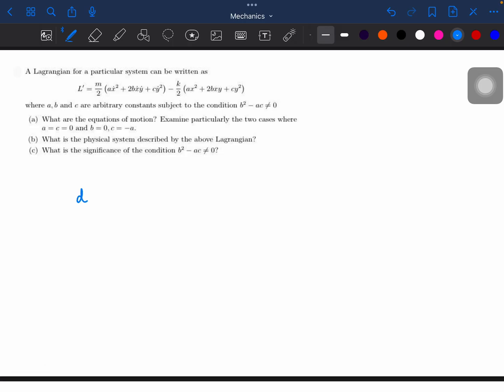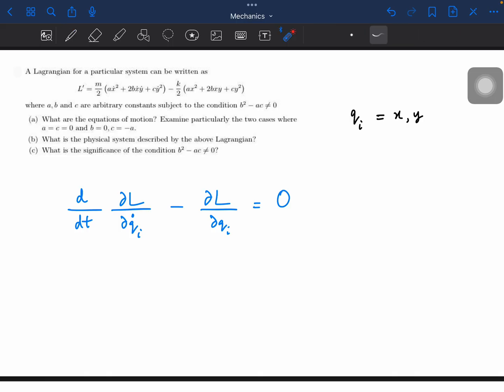We know our Euler-Lagrange equation, which is d/dt of ∂L/∂q_i dot minus ∂L/∂q_i, where q_i is nothing but the generalized coordinate and q_i dot is the generalized velocity. In this case, q_i is nothing but x, y, because as you can see there are two coordinates x and y, and similarly q_i dot is nothing but x dot, y dot. So we have to perform the Euler-Lagrange equation two times, one time with respect to x and one time with respect to y.